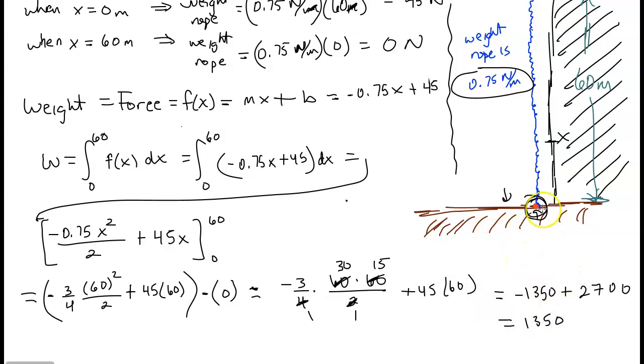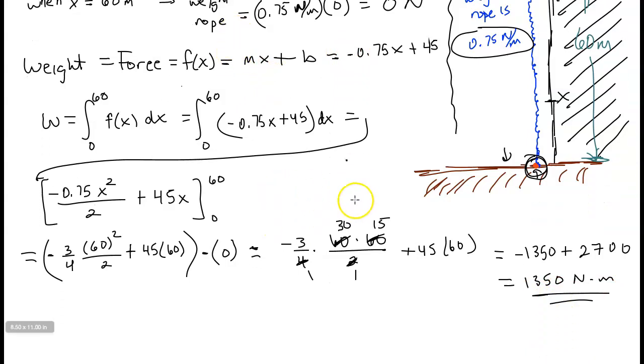And since this is work and we were in international units, this will be Newton meters. Okay, and so that will be how much work it takes, in Newton meters, or we can say joules. So it'll be 1,350 joules. So that's how much work it'll take for this person to haul up that rope.